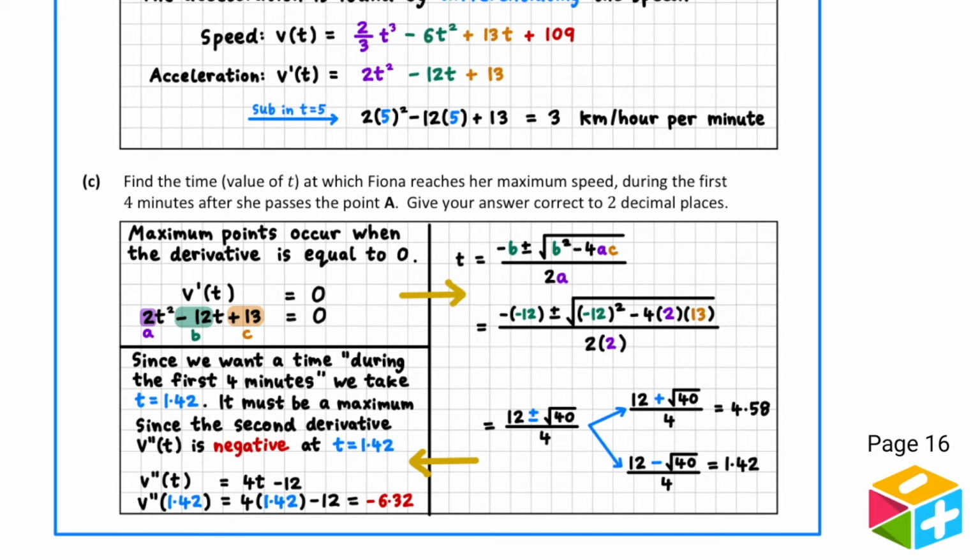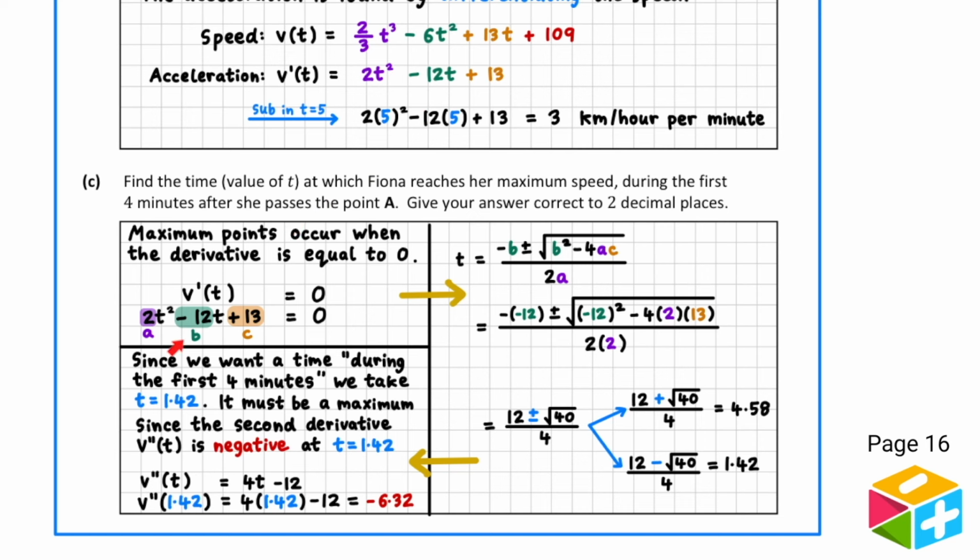In part C, we must find the time at which Fiona reaches her maximum speed during the first 4 minutes. Well, there's an important fact in differentiation which says that minimum and maximum points occur when the derivative is equal to 0. So if we want a maximum of the speed function v of t, we should set the derivative v dashed of t equal to 0. Thankfully, we found this function in part B. V dash of t was equal to 2t squared minus 12t plus 13.